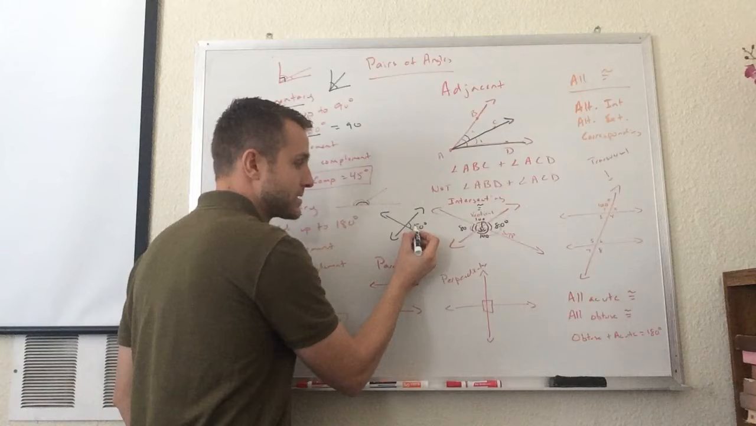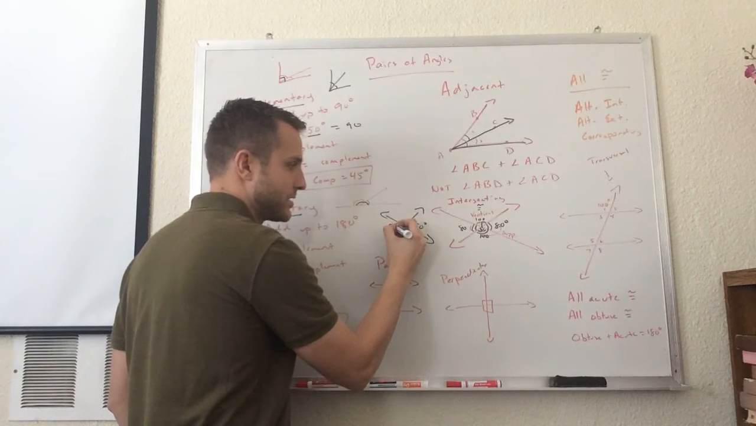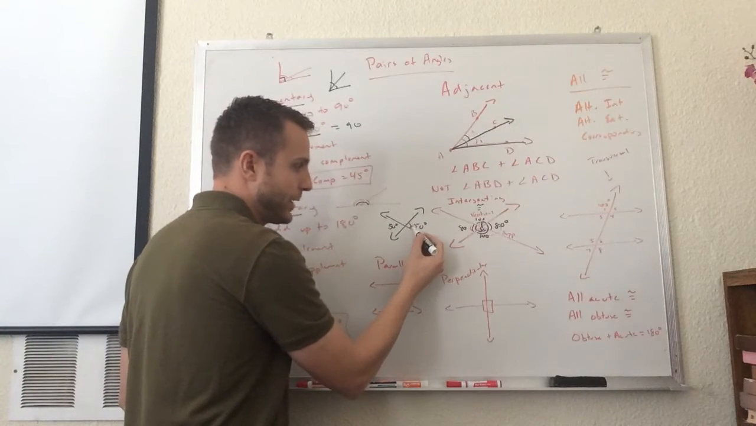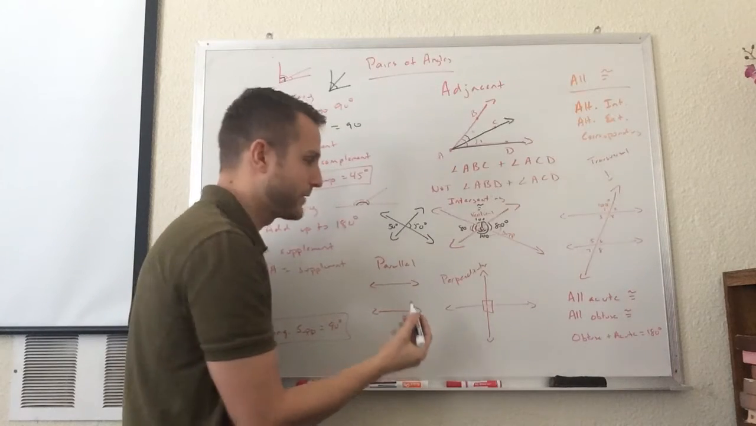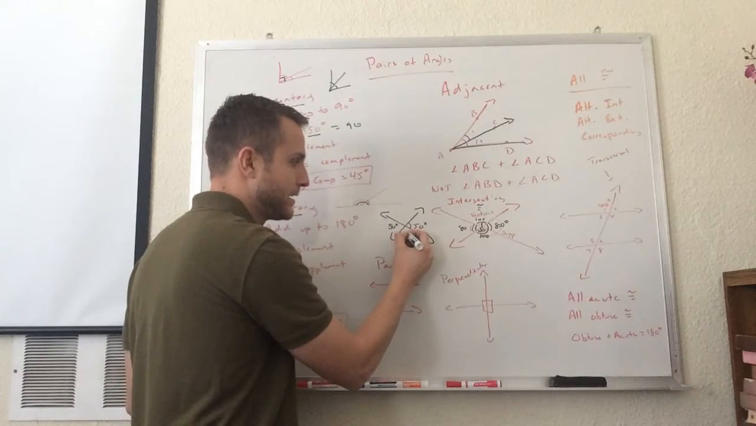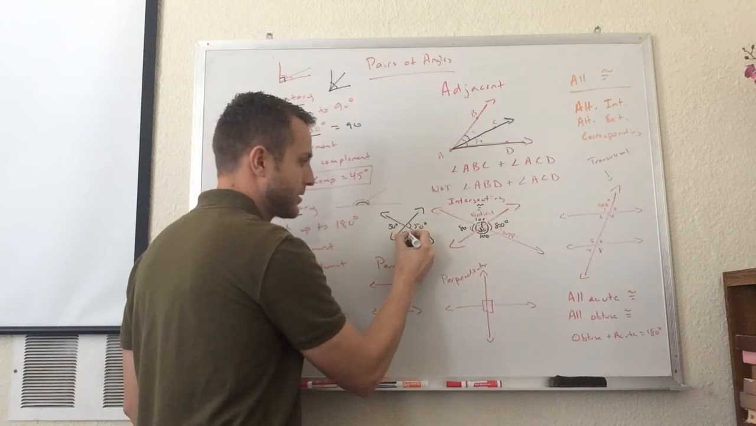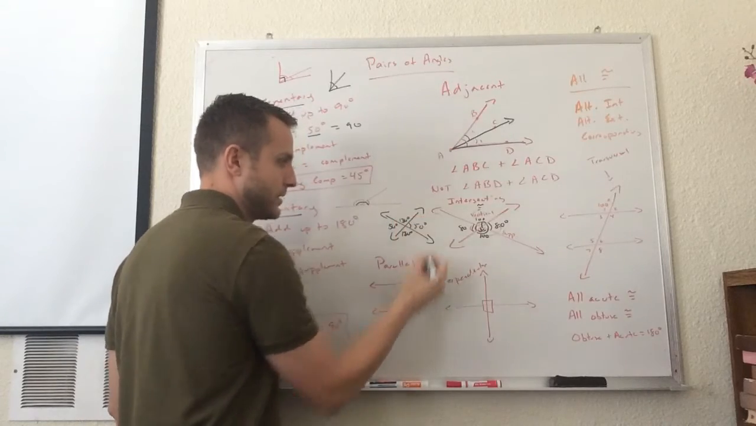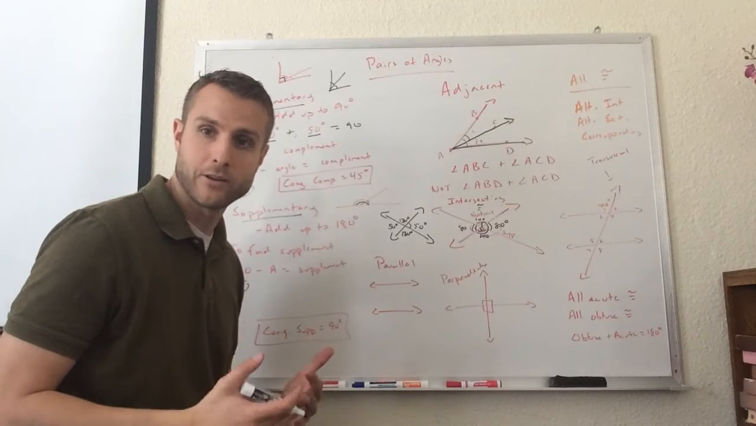Well, I know the angle that is vertical across from it on the other side is going to be congruent, so that's also 50 degrees. Then I know that the angle next to it, adjacent to it, is supplementary. So if I do 180 minus 50, I get 130 degrees. And then I know that the one across from that is also 130 degrees. So if I know just one, I can figure out the other three.